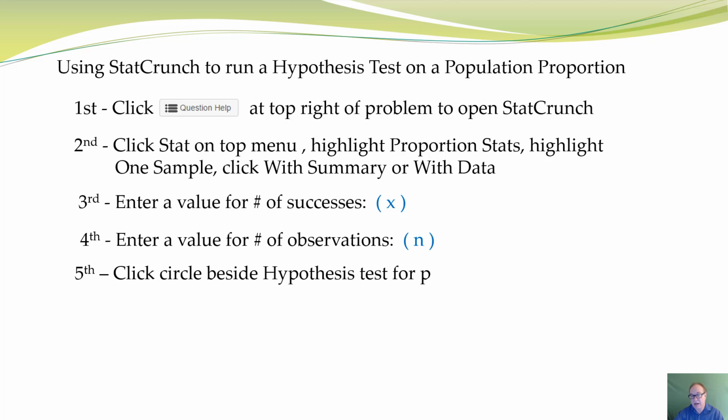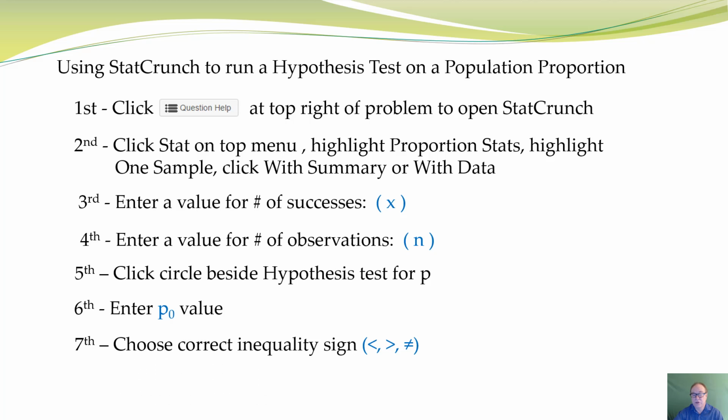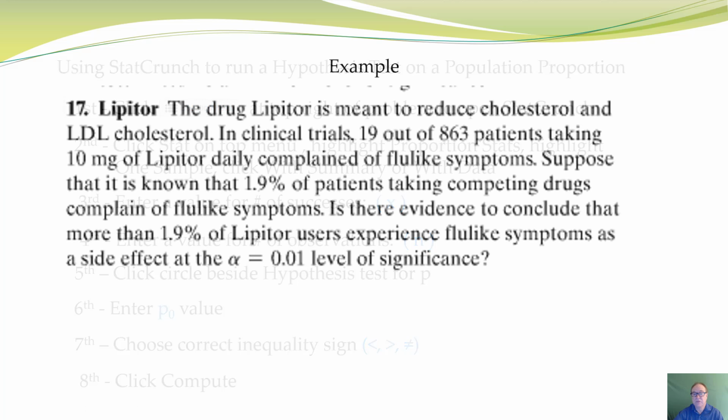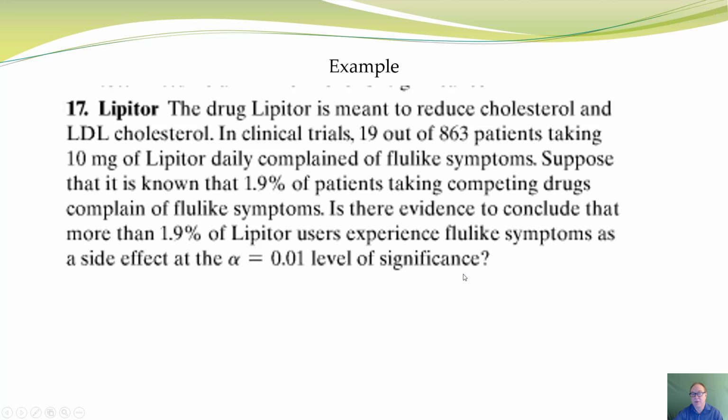Last chapter we did the confidence interval. Now we're going to do the hypothesis test. Enter the P naught value. Choose the correct inequality sign. Less than if it's a left-tailed test. Greater than if it's a right-tailed test. Not equal to if it's a two-tailed test. And click compute.